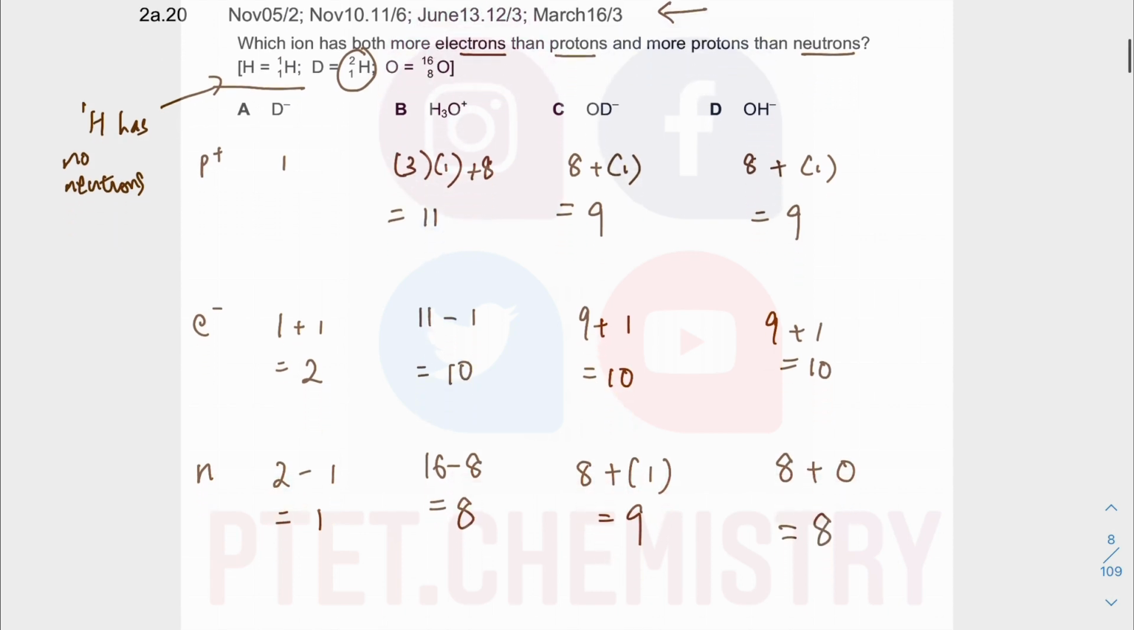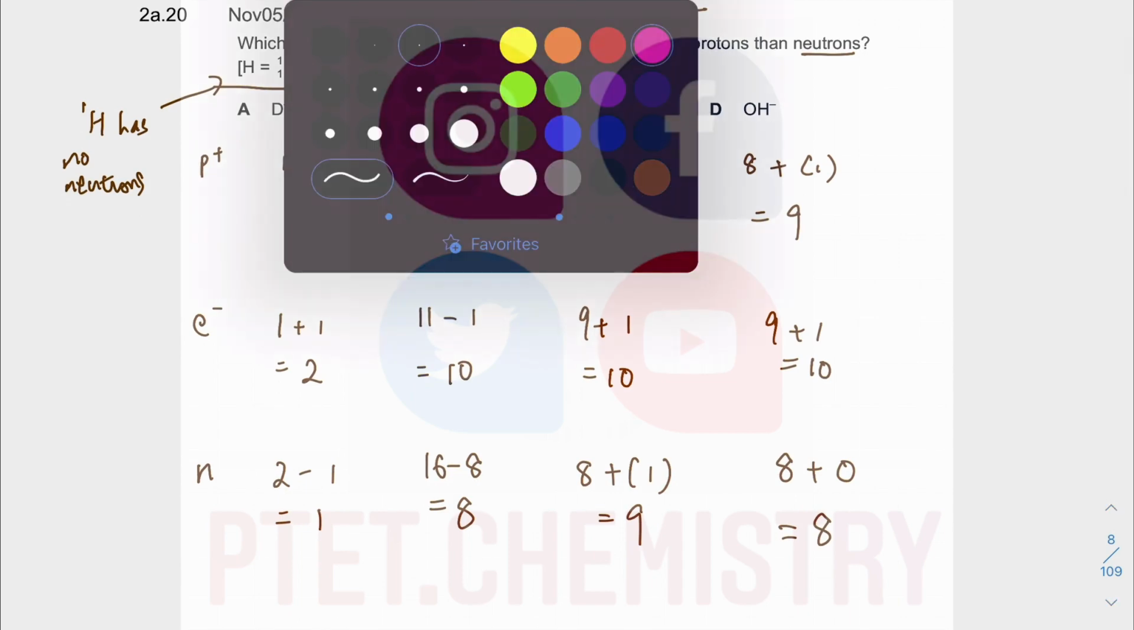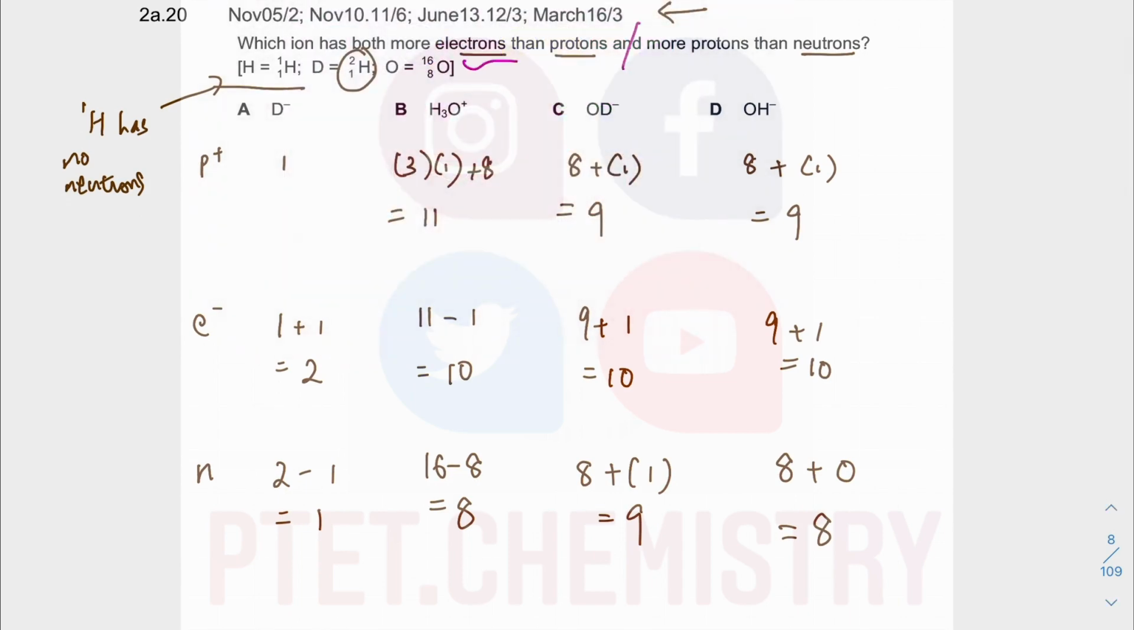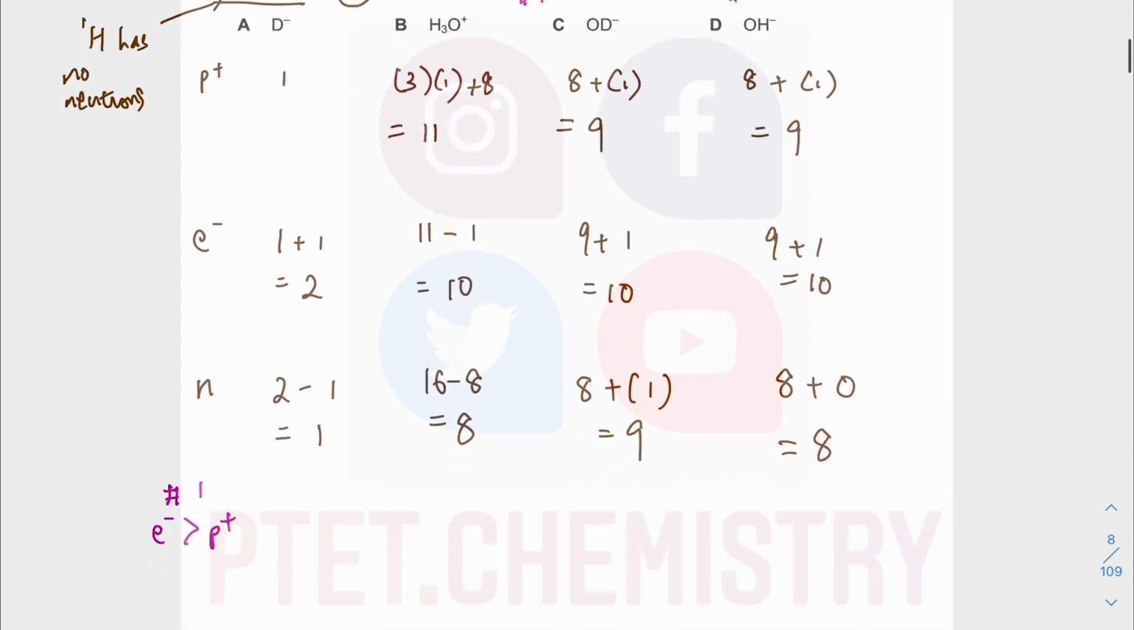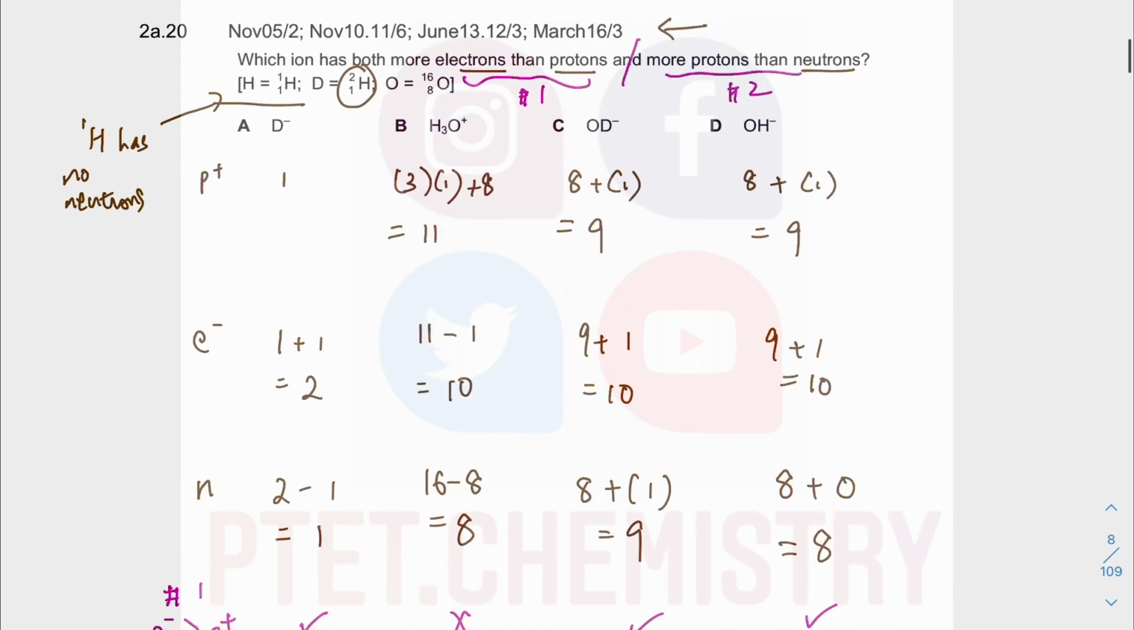Now, what are we looking at? You see there are 2 different conditions here. This is the first condition. This is the second condition. The first condition says electrons more than protons. Okay, electrons more than protons, yes. Electrons lesser than protons. Electrons more than protons, yes. Electrons more than protons. Okay, so I can cancel out B already.